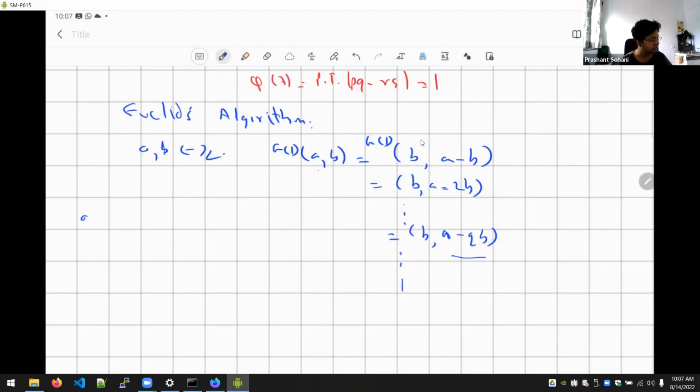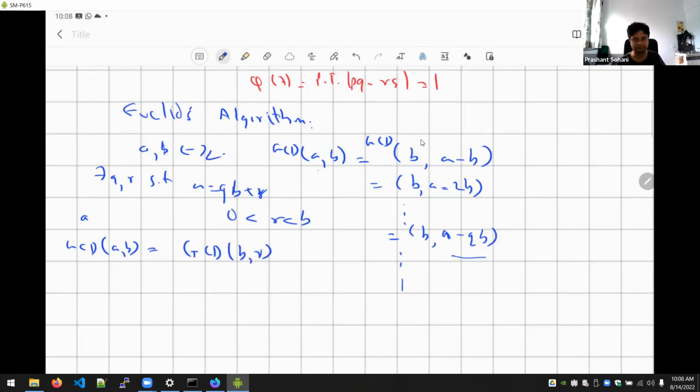So the idea is that by the division algorithm we know there exist Q and R such that A is equal to QB plus R, and R is between 0 and B. So R is the remainder. Therefore, from this property, what we know is that the GCD of A comma B will be equal to the GCD of B comma R. And that's the only thing we want to keep applying.